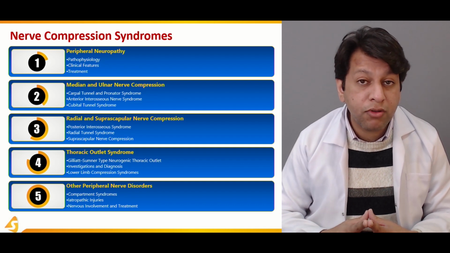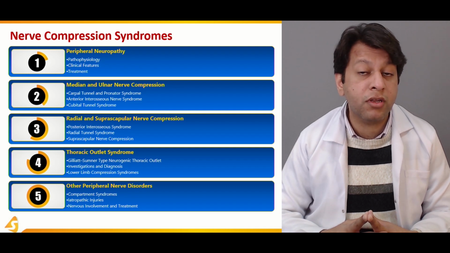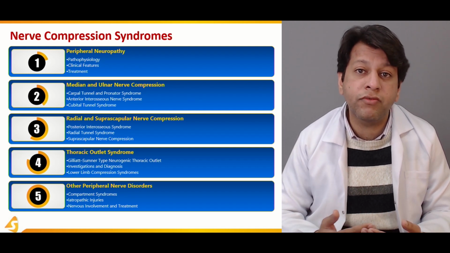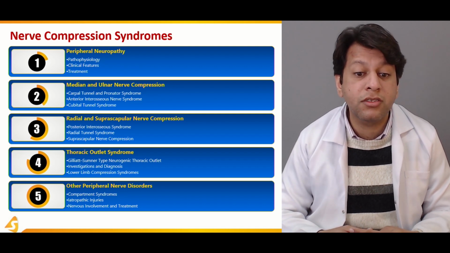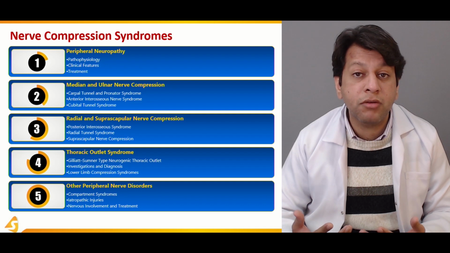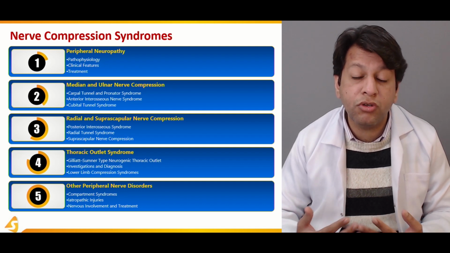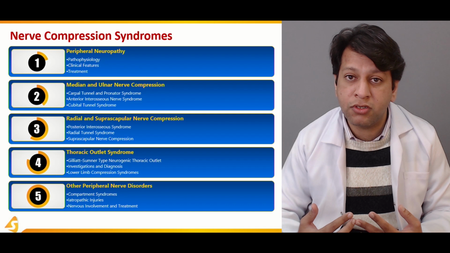In the last section, we'll be briefly going through the other peripheral nerve disorders, especially the nerves of the lower limb, that is the lateral cutaneous nerve of the thigh, in the tarsal tunnels, and briefly we'll be touching upon the compartment syndrome, especially the neuropathy associated with the compartment syndrome.